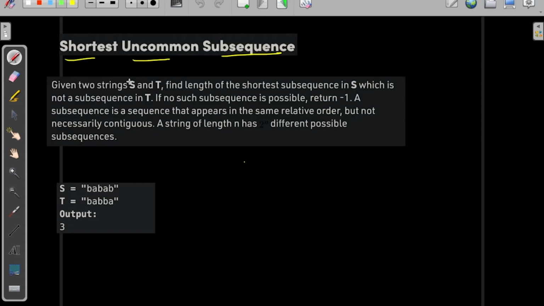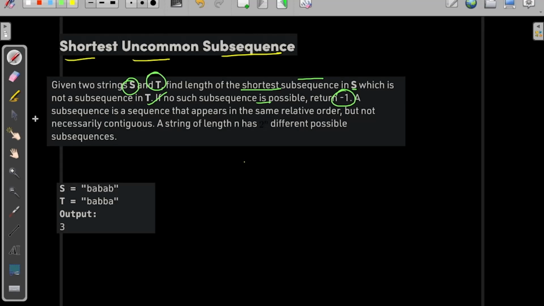In this problem, we are given two strings S and T, and we need to find the length of the shortest subsequence in S which is not present in T. Basically, we need to consider all the subsequences of S, and we need to check if each is present in T, and the shortest one of them which is not present would be the answer, and the length we need to report. So if no such subsequence is possible, we need to return -1.